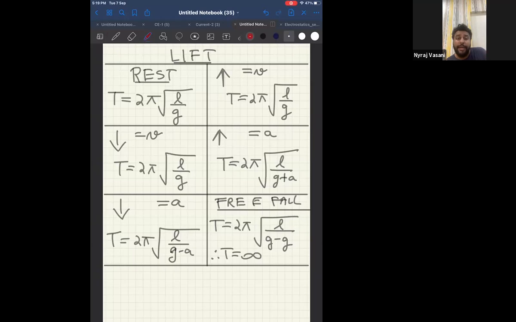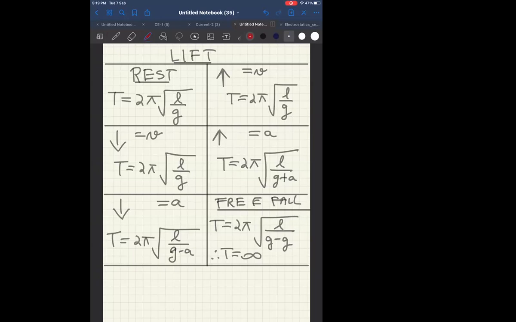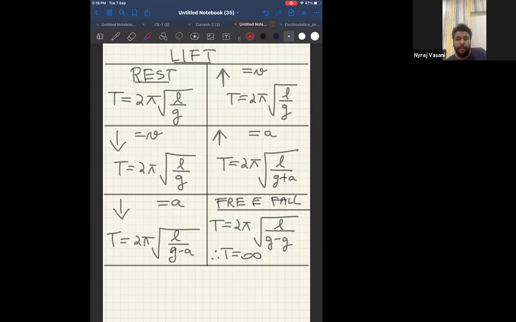We have covered all the cases of a lift. We have covered vertical and horizontal. We have covered upward and downward. Okay, vertical and horizontal is different. We have done upward and downward.